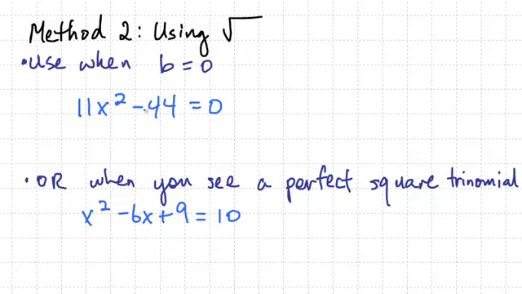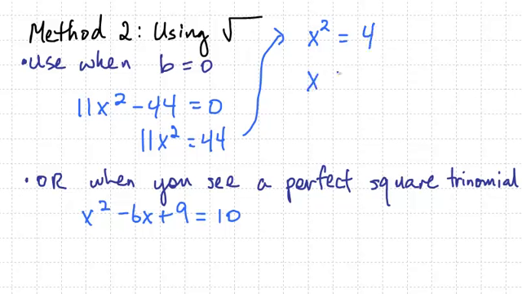When I'm missing the middle term, what I'm going to be trying to do is isolate x squared. Okay? So I'm going to move the 44 to the right side, and then I'm going to isolate x squared by dividing both sides by 11, so I get x squared equals 4. And then I'm going to take the square root of both sides. And I'll see that x is positive or negative 2. Okay?